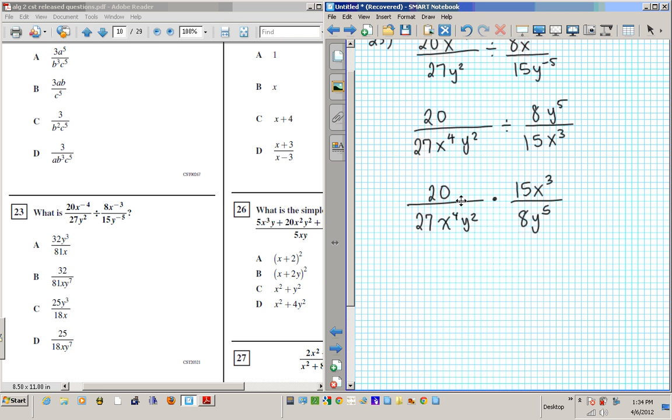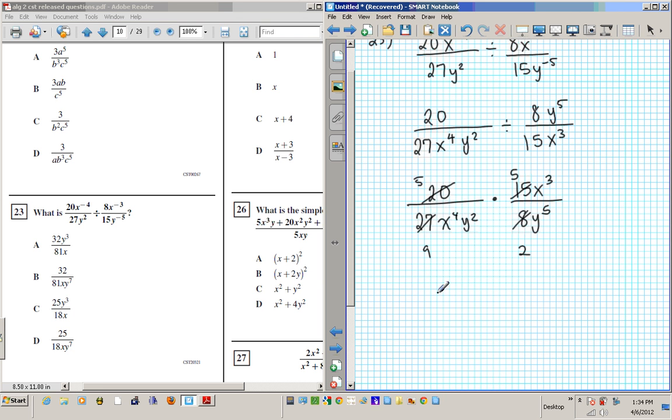4 goes into 25 times, and 4 goes into 8 twice. Any common factor with 15 and 27? Yeah, 3. 3 goes here, 9. And then 3 goes here, 5. Okay?